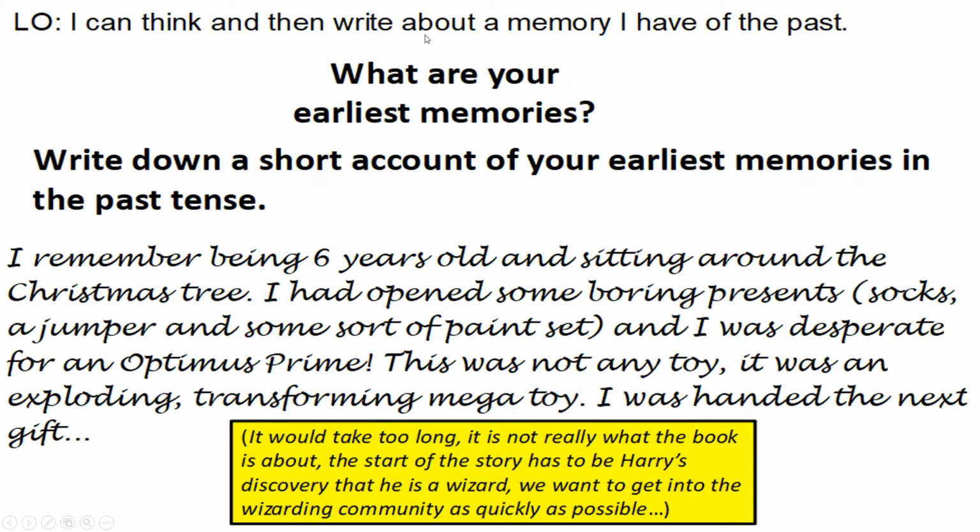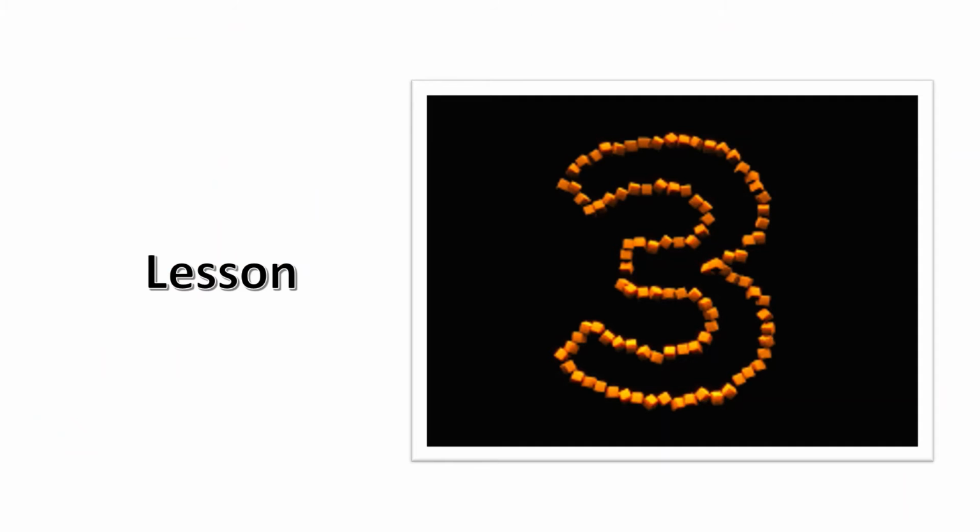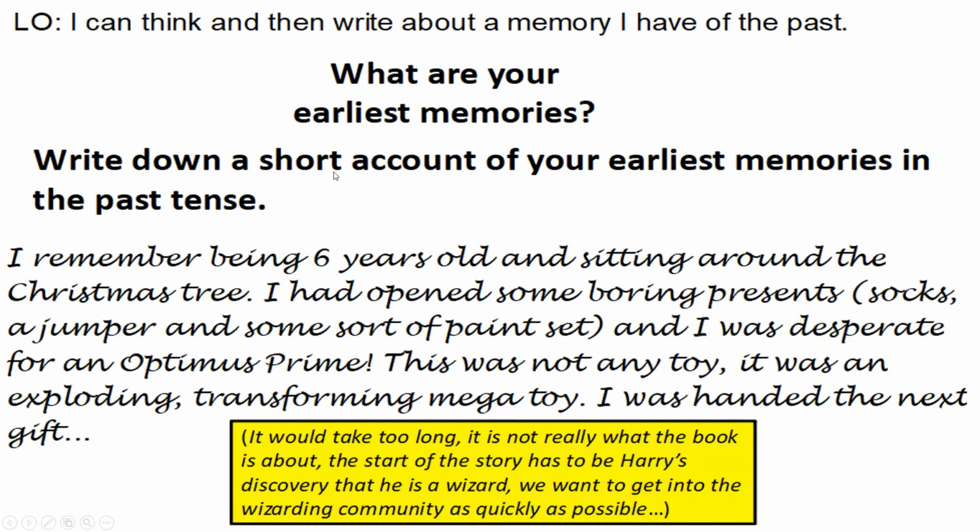So I can think and then write about a memory I have of the past. All you're doing today is thinking about a memory that you have of the past, and then we're going to come on to lesson 3 at a different point. But for now, it is just about you writing down a memory you have of the past. Don't worry too much about spelling, don't worry too much about punctuation. We're going to tidy it up later on in the week and we're going to use it for something else. So pause it here and we'll go on to lesson 3. That will be coming up next.